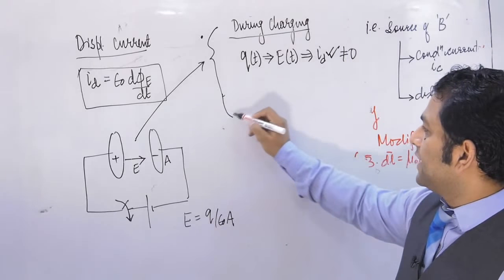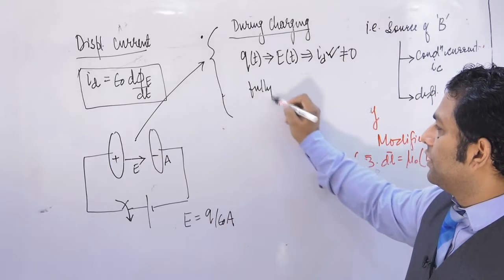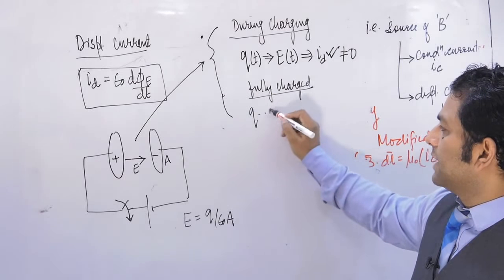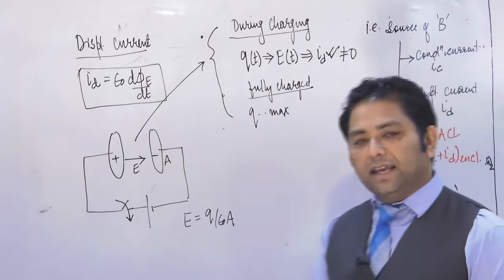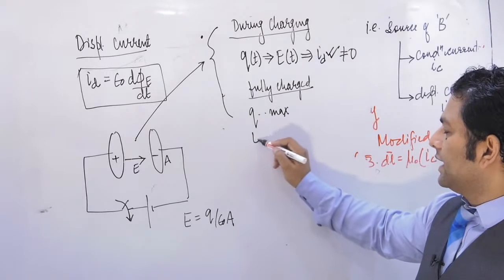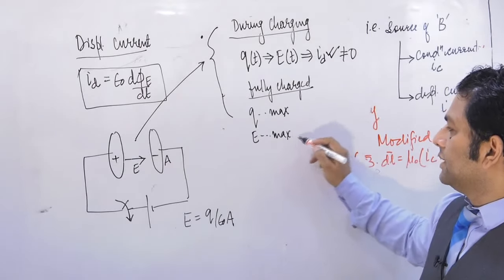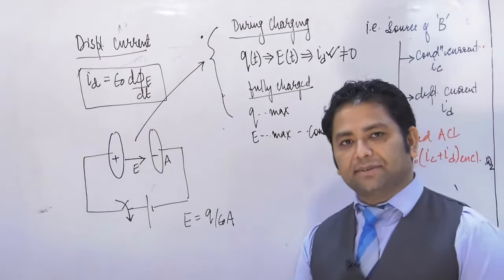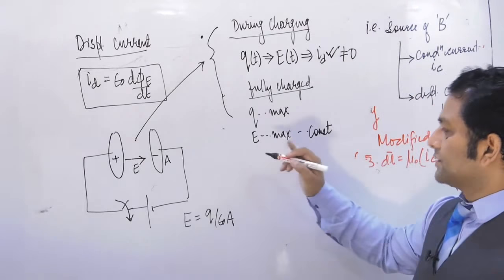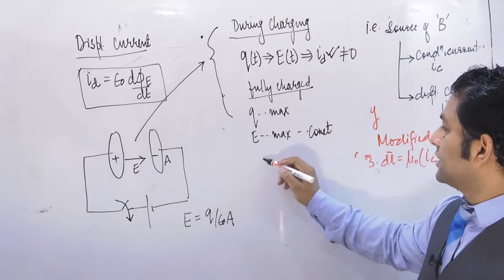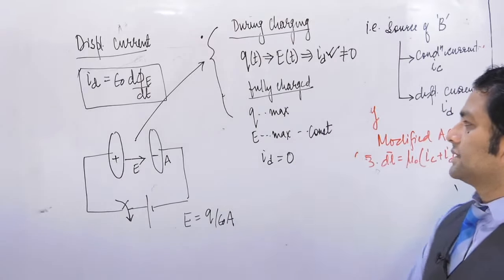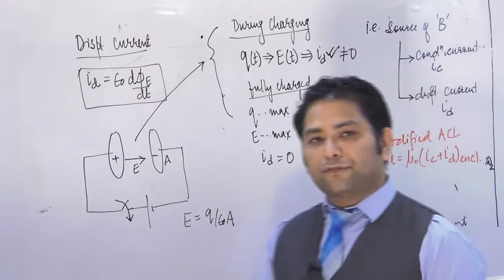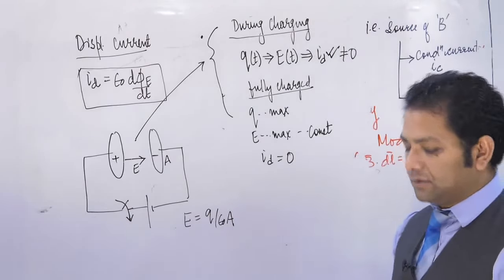And in the very same space, after it is fully charged, you know what happens? The charge will become maximum. And if the charge gets maximum, the electric field will be maximum, but that is constant. So yes, the charge is maximum and the electric field is also maximum, but it is constant. So therefore, displacement current will be zero. So we are talking about this space specifically to figure out whether displacement current is present or not.